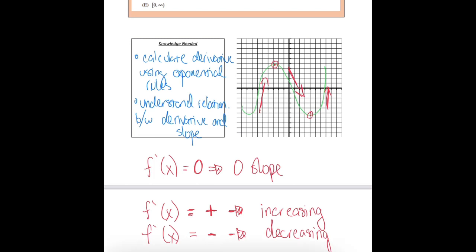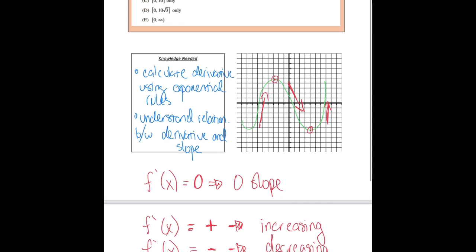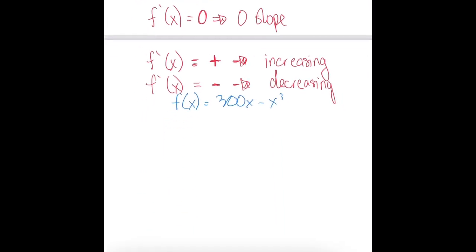Okay? So we have f of x is equal to 300x minus x cubed. And we want to figure out when is our first derivative, f prime of x, equal to 0. Well, first let's figure out, what is f prime of x? What is our derivative of this function? The way we're going to find the derivative of this function is we're going to have to use some exponent rules, right? So what's going to be the derivative of 300x? Well, that's just going to be 300.